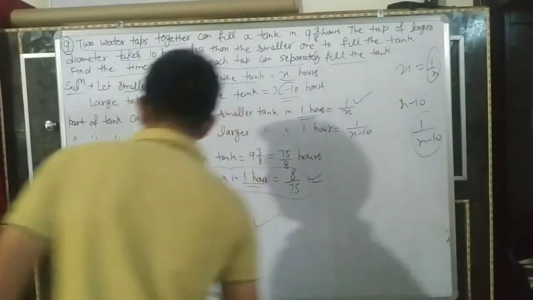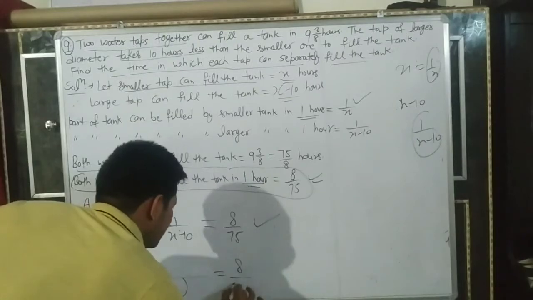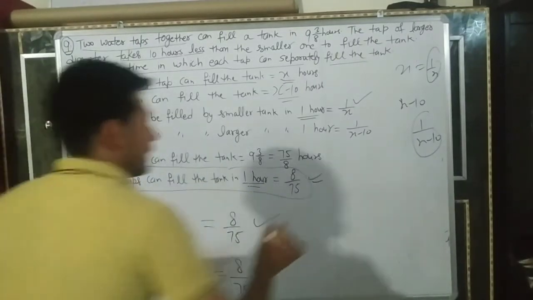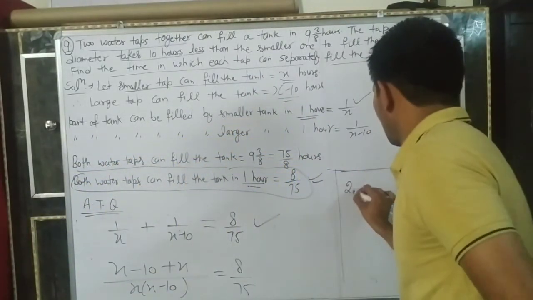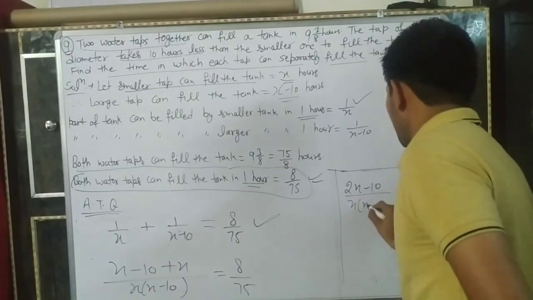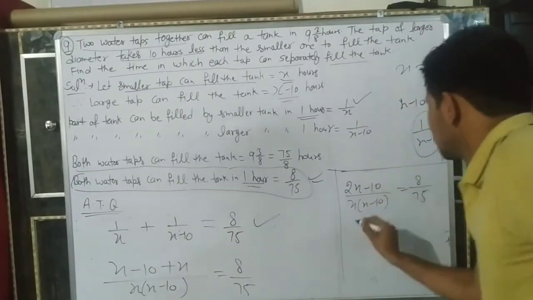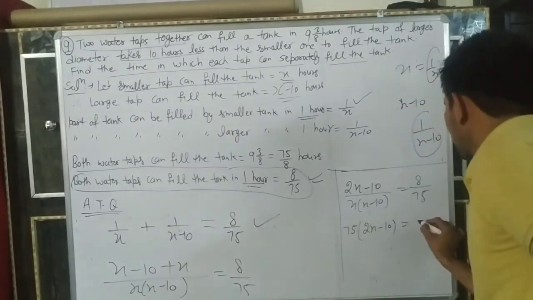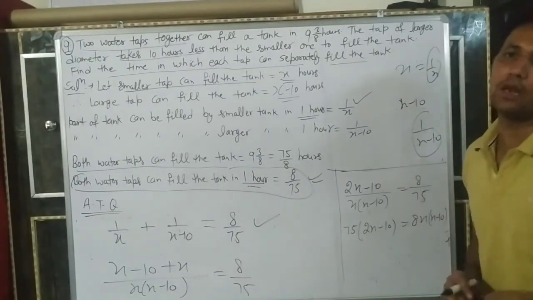Understand? So what will we take? We will take the LCM, x into x minus 10, equal to 8 upon 75. So it becomes x minus 10 plus x, and I am writing here. Now x plus x, 2x minus 10, divided by x into x minus 10, equal to 8 upon 75. Cross multiply: 75 multiply 2x minus 10 equal to 8x into x minus 10. I hope you understand it. Now you can solve yourself.